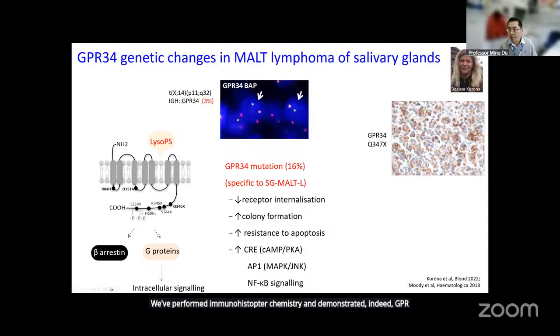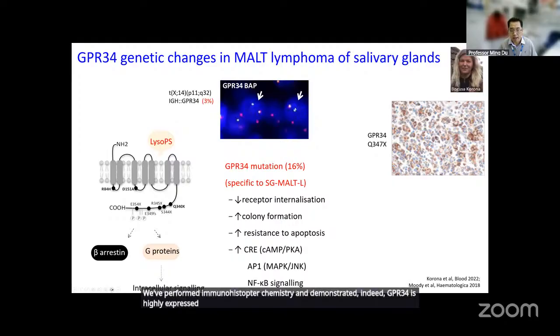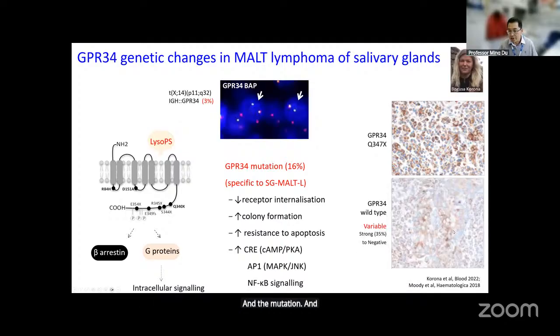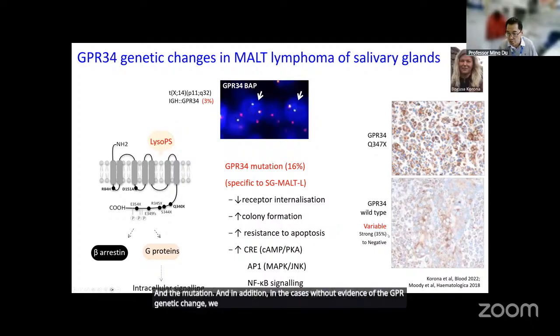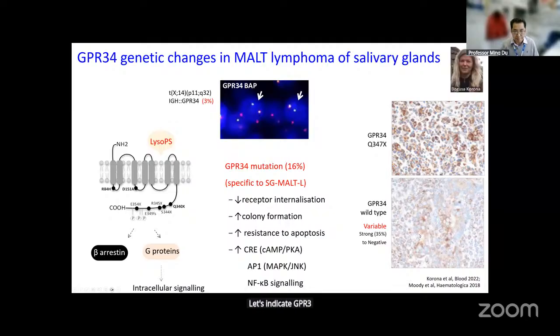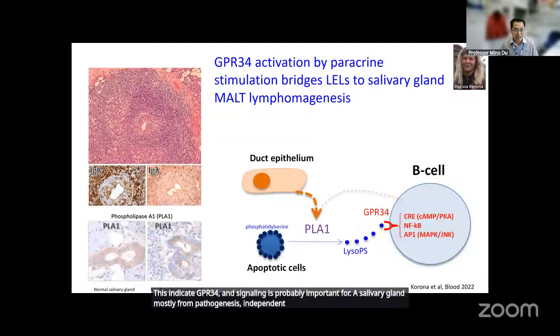GPR34 is indeed highly expressed in the cases with chromosome translocation or the truncating mutation. In addition, in the cases without evidence of GPR34 genetic change, we also demonstrated strong GPR34 expression in 35% of cases. This indicates GPR34 signaling is probably important for salivary gland multiple lymphoma pathogenesis independent of genetic change.